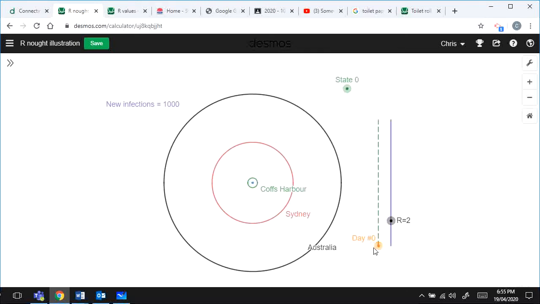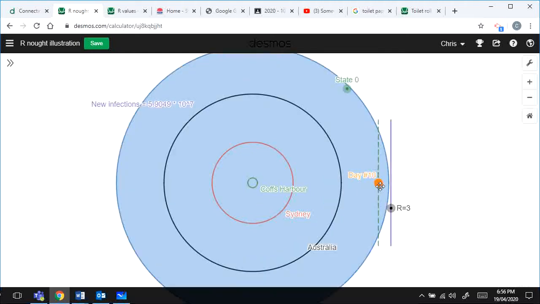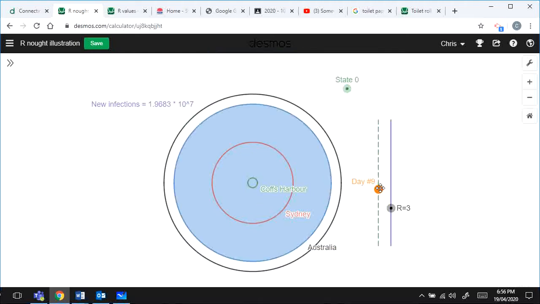So there's our 1,000 people coming off the cruise ship, and change our R value up to 3. So on average, every sick person is making 3 people sick. Now, we'll go up through the days and we'll see the rate of spread. And now it's spreading extremely rapidly. It only takes 10 days to exceed the entire population of Australia.